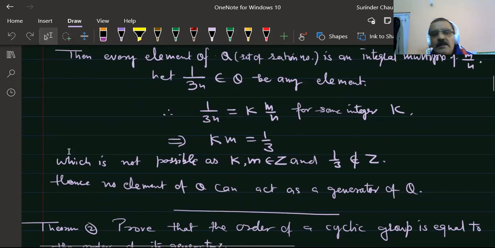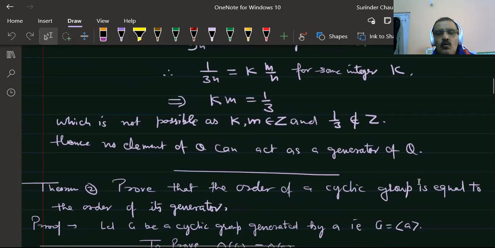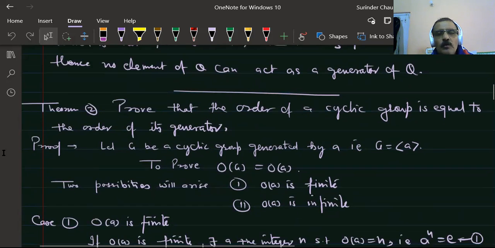This implies that no element of Q can act as a generator of Q. So we have proved that the set of rational numbers under addition is commutative, but it is not cyclic. The next one is to prove that the order of a cyclic group is equal to the order of its generator.